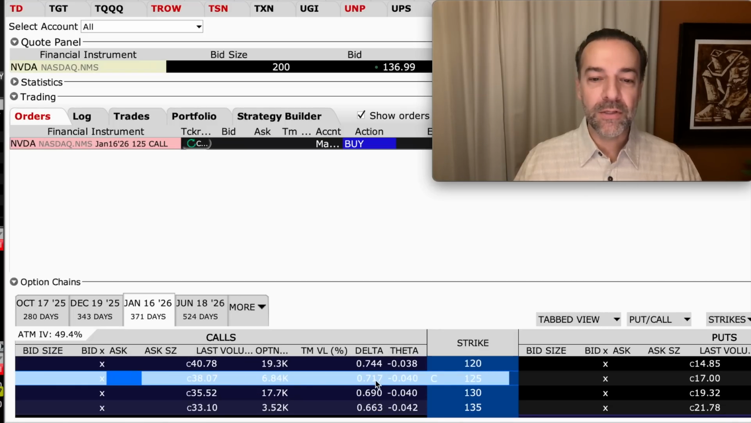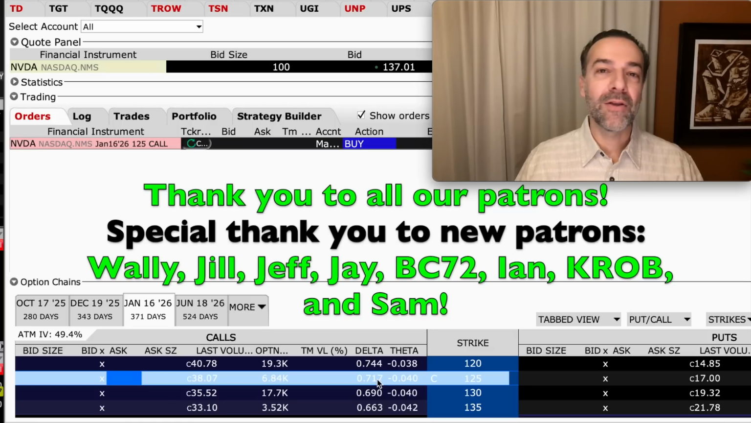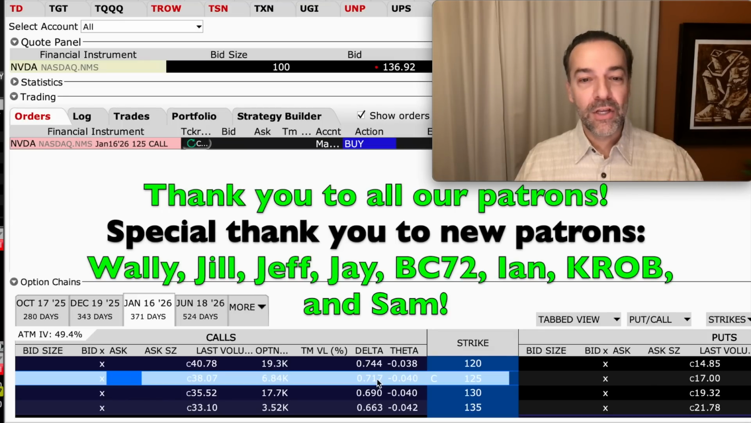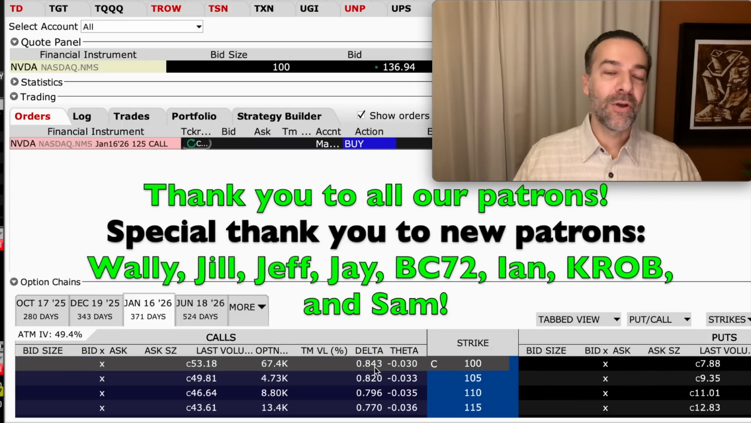Just keep in mind with a delta of only 0.71, the value of this option won't go up penny for penny if Nvidia goes up, but it should go up by about 71 cents per share for the next dollar that Nvidia stock goes up. I like this strategy. You're risking less, you still have the potential for a nice return. And as this option gets deeper in the money, that delta goes higher and higher.